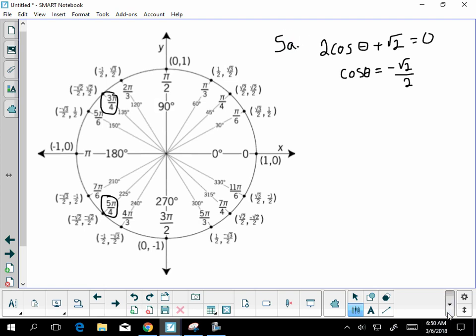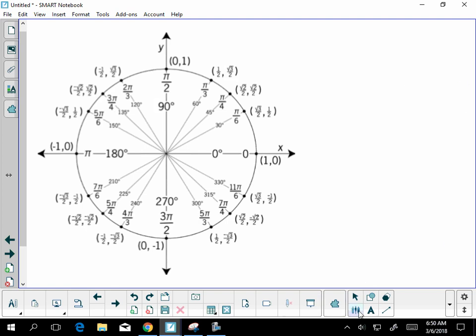Let's take a second now and do 5b. On that one, if I just divide both sides by 2, I get cosine theta equals 1/2. I'm going to look for where my x-coordinate is 1/2. That happens at pi over 3 and at 5 pi over 3. So those are going to be my two answers for 5b.